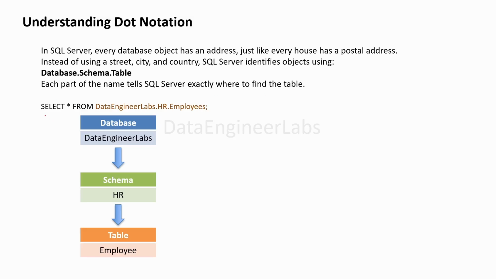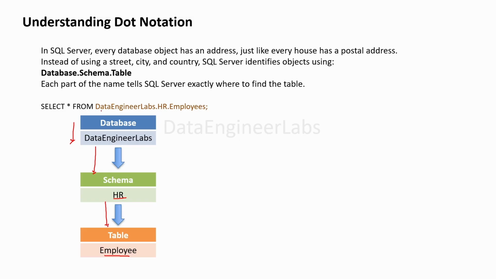For example, when we say select star from DataEngineerLabs dot HR dot employees, it tells SQL Server to look into DataEngineerLabs database. Inside the database, it has to look for HR schema, and inside the HR schema, it has to look for employee table. So this is how SQL Server identifies and finds the correct table specified in the SQL statement.